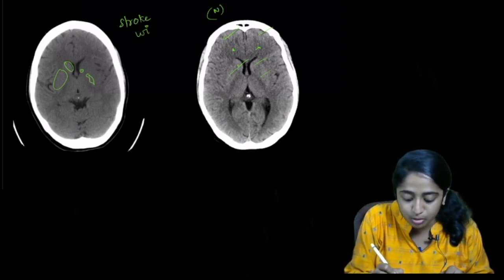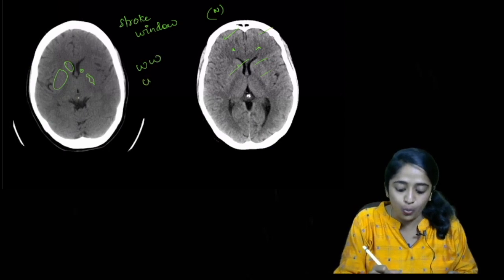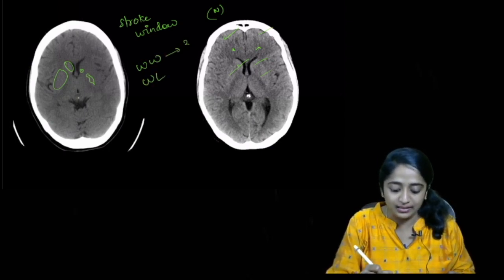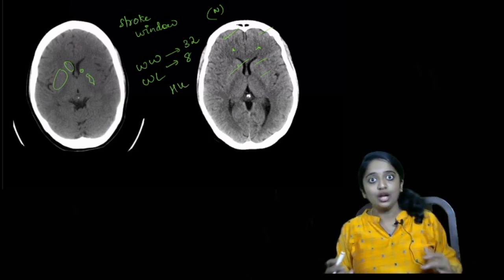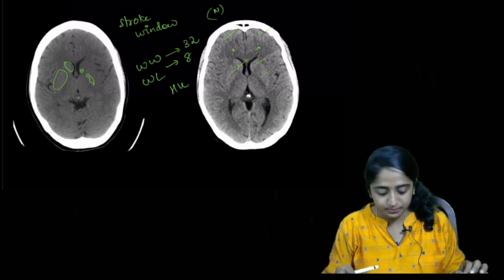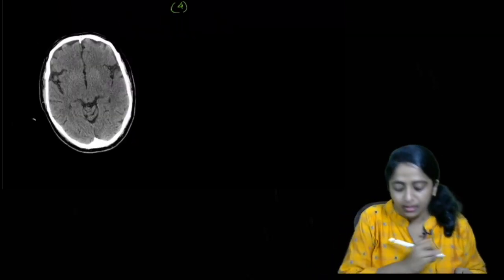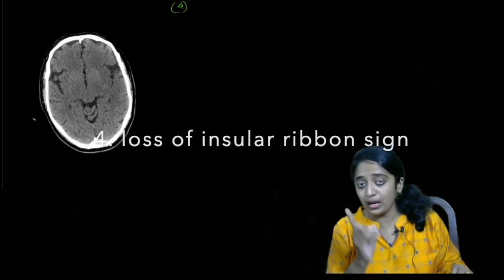What do you mean by the stroke window? You have to adjust the window width and the window level such that it is in the range of 32 and 8 HU, so that you can appreciate these subtle findings very well. Now coming to the next sign. What is it? Again, I'll ask you to take a closer look. What am I going to look for? The gray-white differentiation.